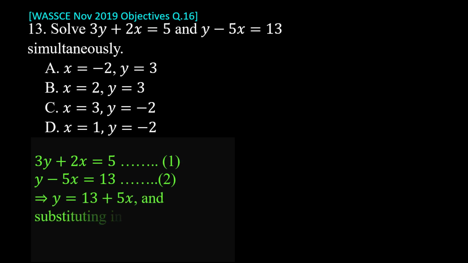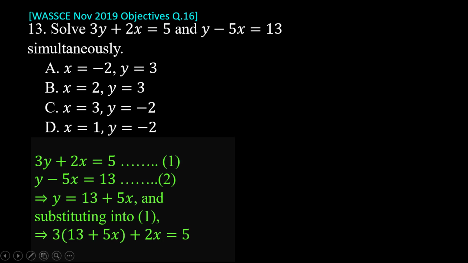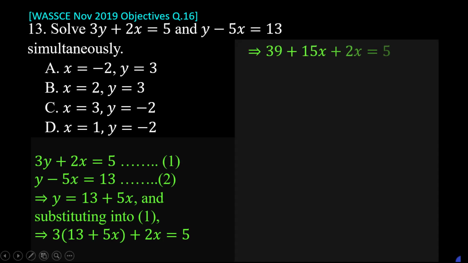y is simply equal to 13 plus 5x. And then when we substitute it into equation 1, we are going to have 3 multiplied by the sum of 13 and 5x, plus 2x equal to 5. And now when we open the brackets, or when we expand, we are going to have 39 plus 15x and then plus our 2x, which was already there, equal to 5.